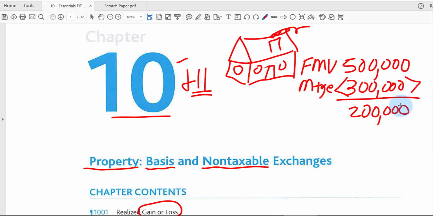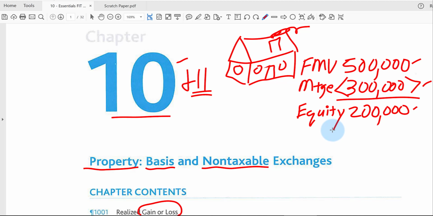So before you sell this property, right now, the net value you have in your home is not 500,000, but you've got to reduce it by any mortgage you still owe. This remaining 200,000 is called the equity value. Again, basically what you're going to pocket if you sell your home.